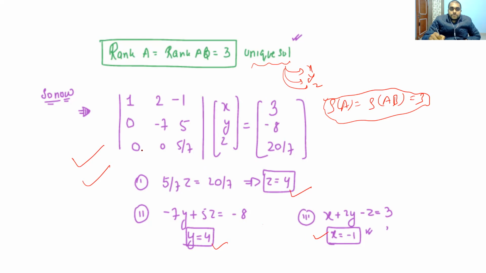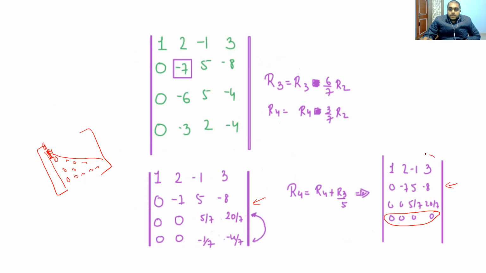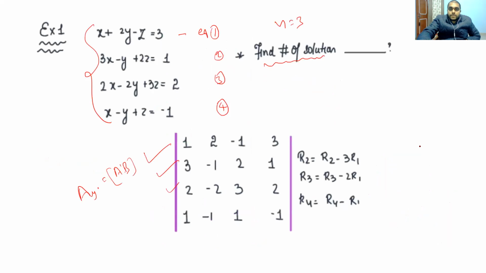So where does this matrix come from? Four equations are given, three variables, and the number of solutions is 3. So how many solutions? That means here 3.